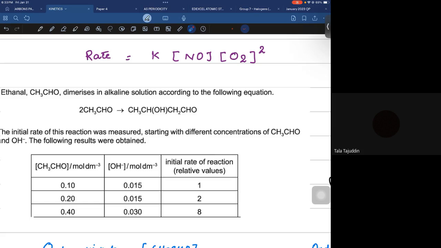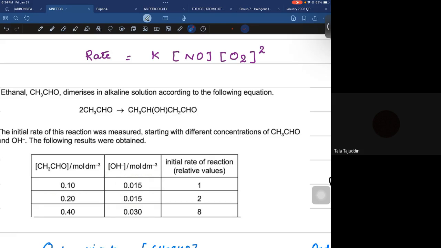Every concentration is different in this question. So when every concentration is different, what are you supposed to do? First of all, you are supposed to find out the order of reaction with respect to CH3CHO. Because this and this are the same, you can take experiment 1 and 2 to find out the order of reaction.